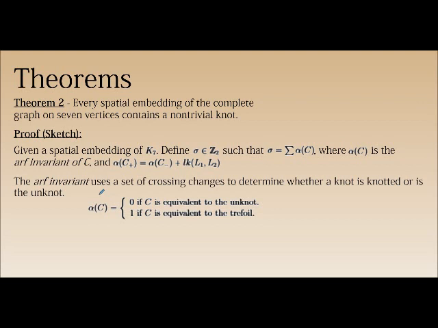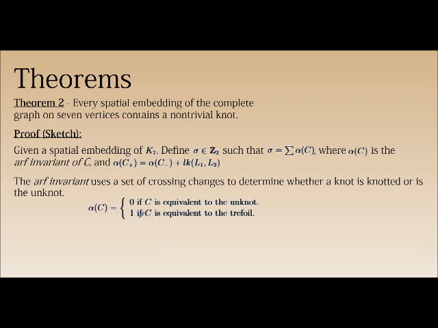But the Arf invariant is a really neat idea, because it uses a set of special crossing changes where they talk about it being pass equivalent, or a pass move, where you're kind of changing 5 crossings at once. But it determines whether a knot is truly knotted or is the unknot. The Arf invariant of some cycle C is 0 if the cycle is equivalent to the unknot, and it's 1 if it's equivalent to that trefoil knot that we saw in the definition of knot.